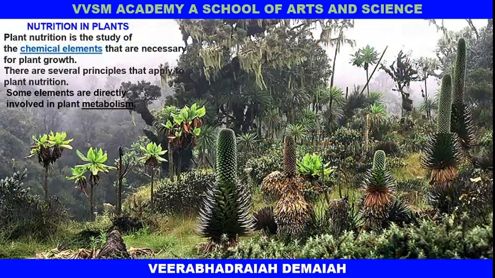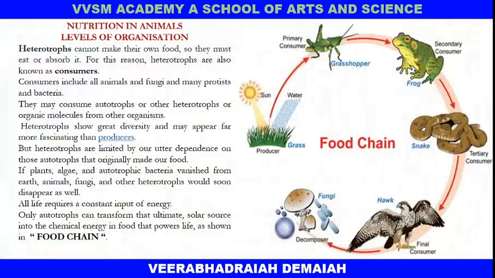Nutrition in plants. Nutrition is the study of chemical elements that are necessary for plant growth. There are several principles applied to plant nutrition. Some elements are directly involved in plant metabolism. You see, this is how nutrition takes place in the plant kingdom. Nutrition in animals is different, and it's a complex matter to discuss today.